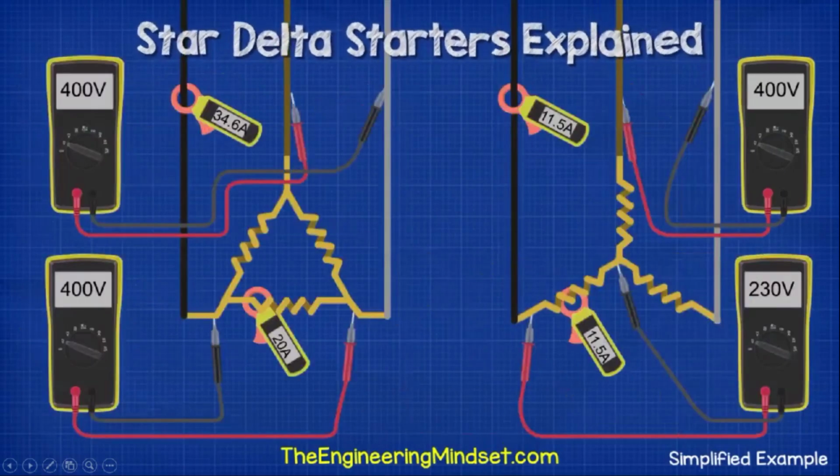So we can see with the delta connection, the coil is exposed to the full 400 volts between two phases, but the star connection is only exposed to 230 volts between the phase and the neutral point. So we can see that the star uses less voltage and therefore less current compared to the delta version, and that is why we use it first.